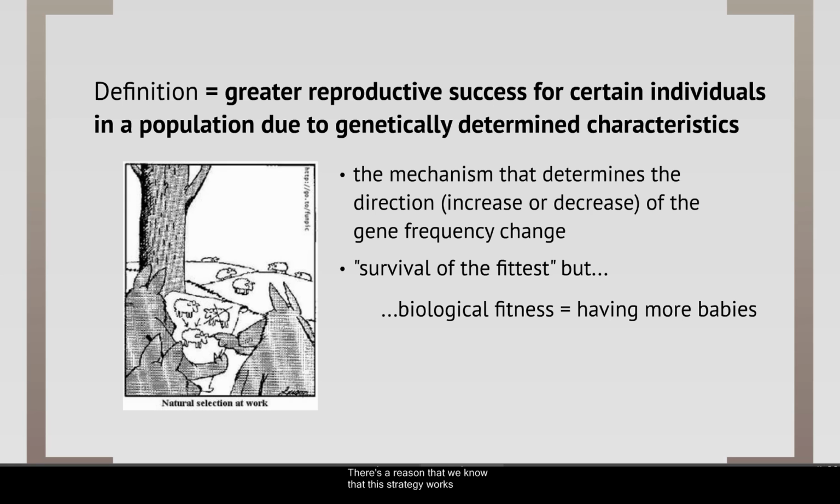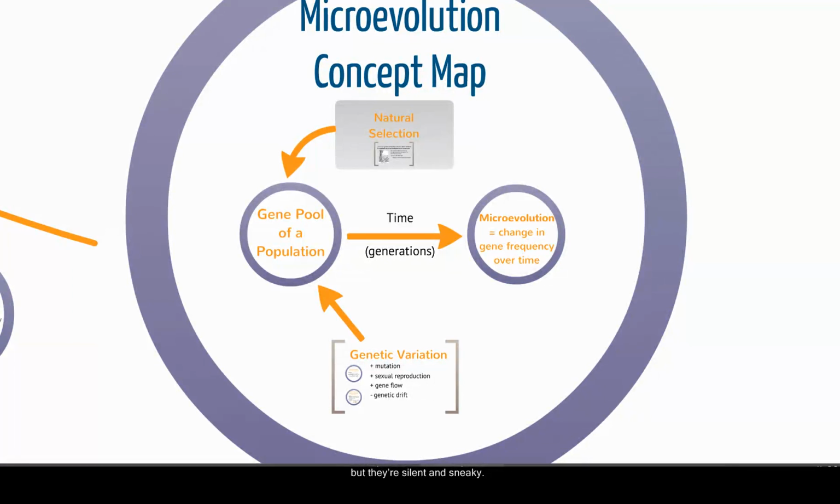And there's a reason that we know that this strategy works, and that's because there's more baby sneaker males every year. So, being big and having a deep croak will certainly help you have babies, but there's an alternative strategy that is equally fit in terms of biology, not that they're big and strong, but they're silent and sneaky. So again, natural selection is going to be the mechanism that drives this process of change within populations.